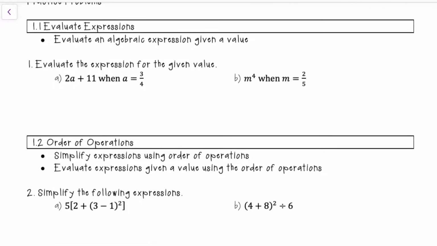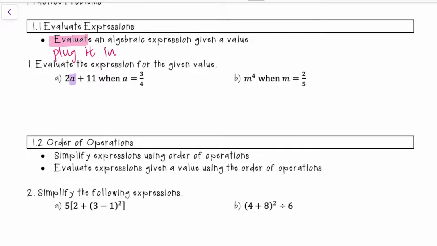From section 1.1, you need to be able to evaluate an algebraic expression given a value. Remember that when we see the word evaluate, that's when we pull a GLADE and plug it in. And just like always, whatever I write on my sheet should be what you're writing down on your sheet so that you remember. So in number 1, we are asked to evaluate the expression for the given value. All we have to do is plug it in.